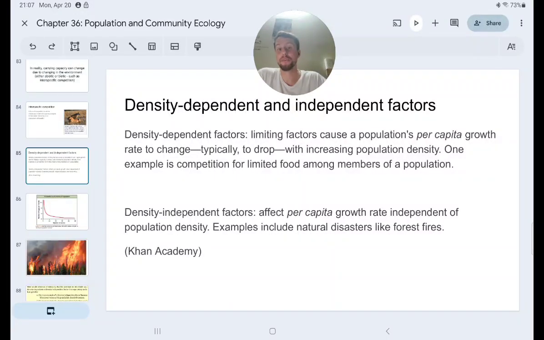Examples include natural disasters like forest fires. For example, the population of lions in the safari, they're probably, unless I'm not mistaken, not directly causing the forest fires. So whether there's a lot of lions or few lions, when the forest fire happens, it'll impact, at least for some time, the carrying capacity of lions that can be supported in that area, but it wasn't the amount of lions present that determined whether the fire would occur. So that's independent of density.